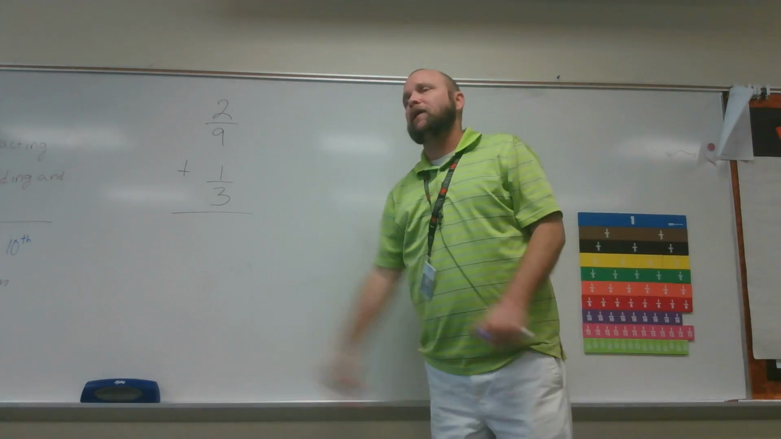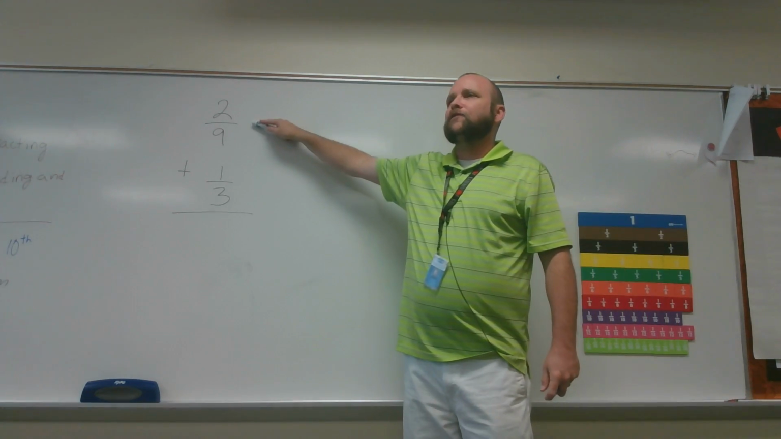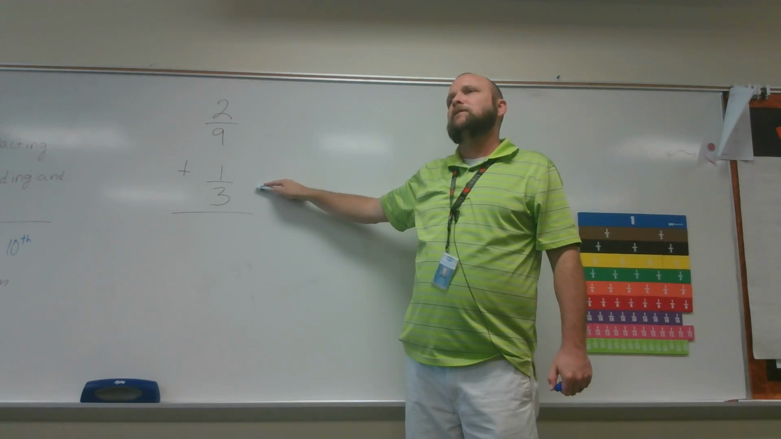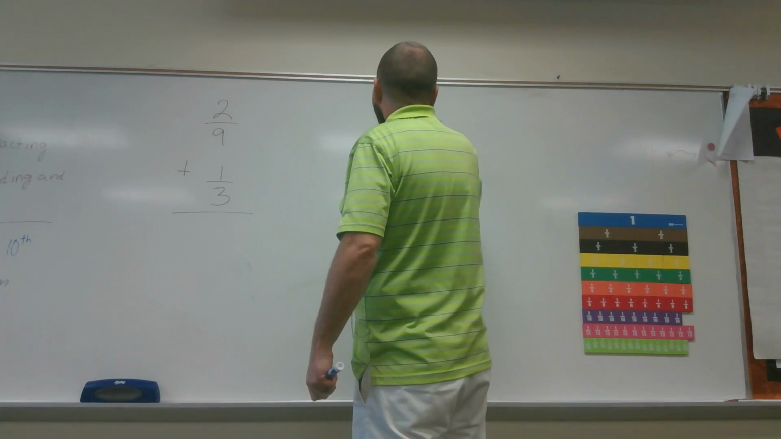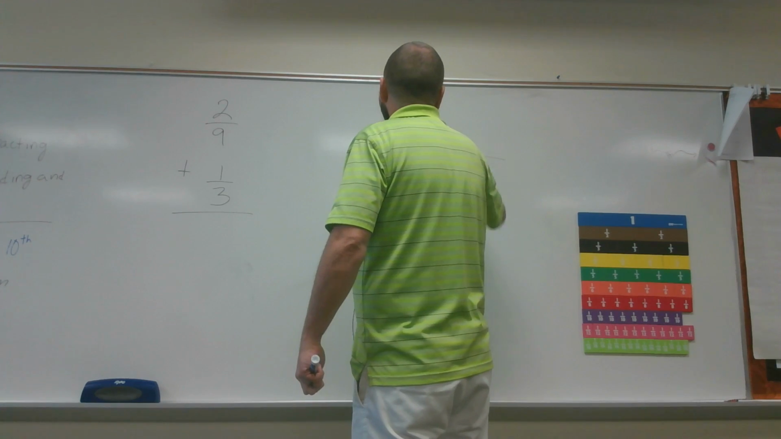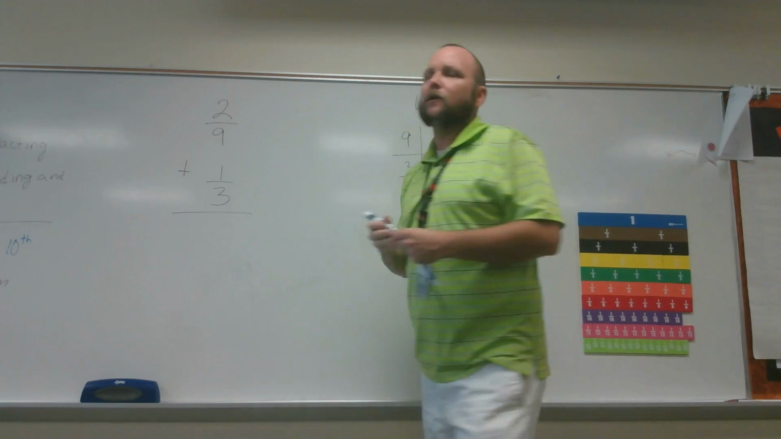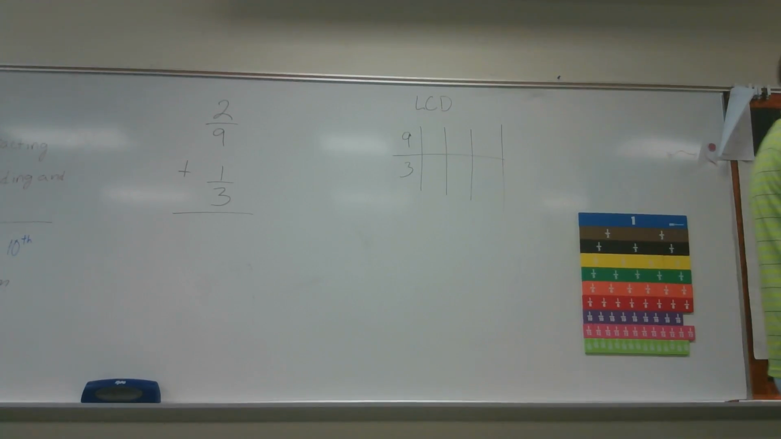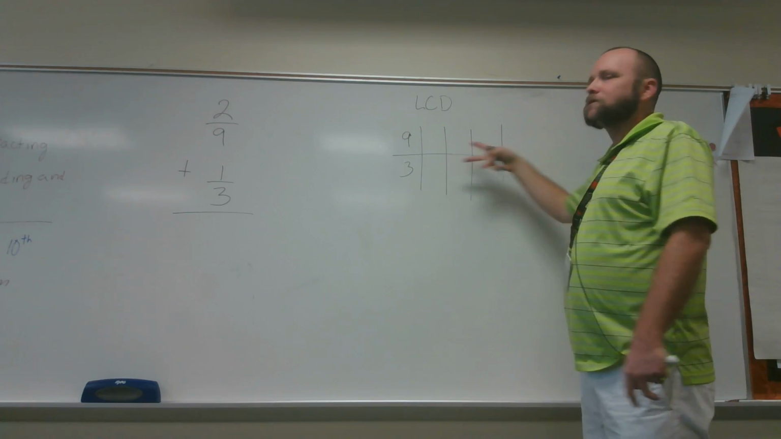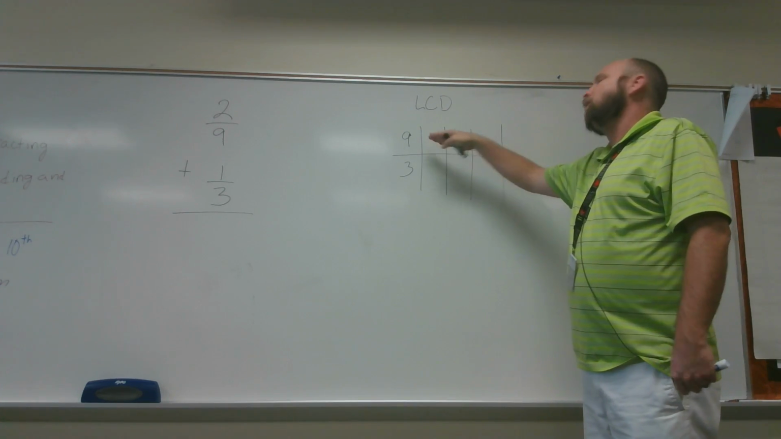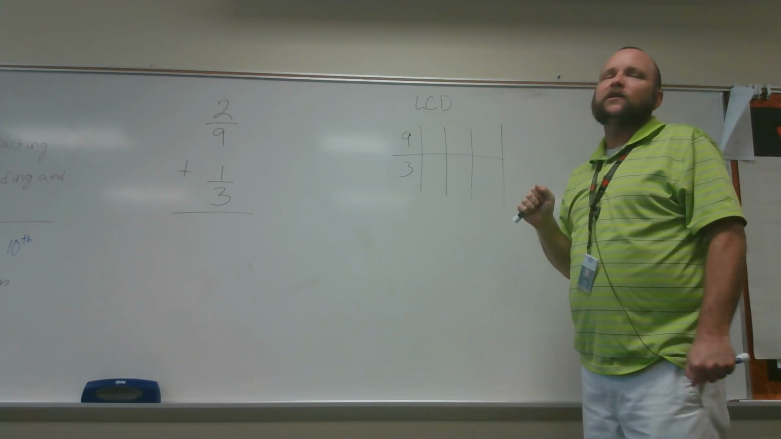Olivia, what are my two denominators? What's the denominator in this fraction? 9. And this one? Good. My two denominators for this addition problem are 9 and 3. We need to find the least common denominator. We've studied that a little bit, and we can list all the multiples of 9 and 3: 9, 18, 27, 36, 45. But let's start with this.